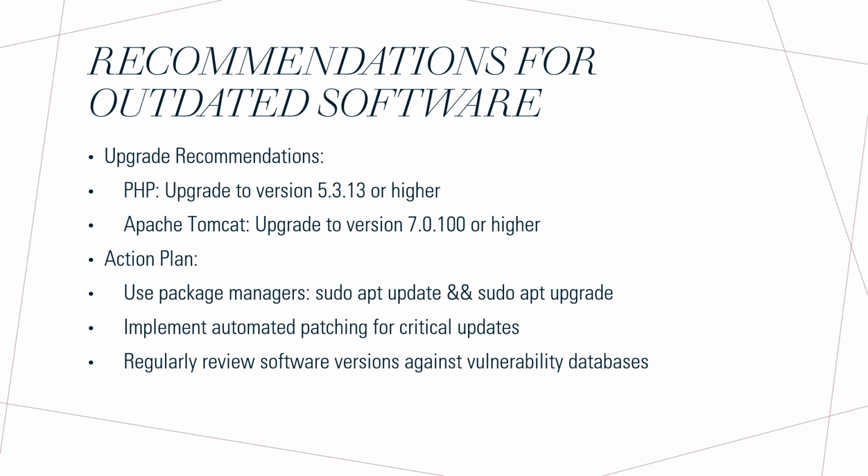To address these outdated software vulnerabilities, PHP must be upgraded to at least version 5.3.13 and Apache Tomcat to version 7.0.100 or later. These updates close the loopholes exploited by vulnerabilities like Ghostcat. Using tools like apt for Linux package management and setting up automated patching processes will ensure the server remains up to date. Regularly reviewing installed software against known vulnerabilities will also mitigate future risks.